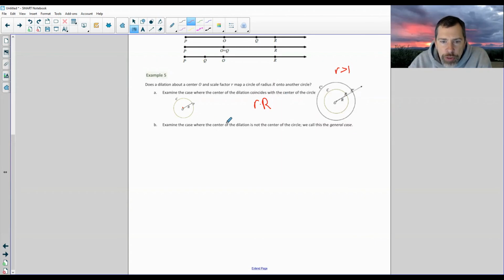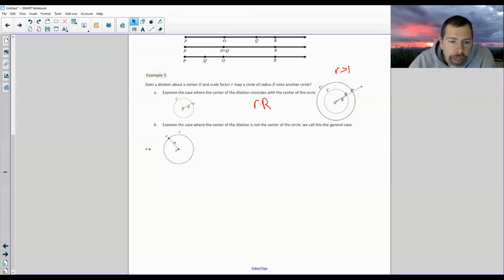Now it says to examine the case where the center of dilation is not the center of the circle. We call this the general case. Okay, so here's our diagram. We have a circle C centered at the O, radius R, and there's a point P on circle C, and then there's a point out here called D. So the center of dilation is not the center of the circle. We call this a general case. So I don't know why they have an O here and are calling this D. It looks like this point out here would be our center of dilation. So here's our original diagram.